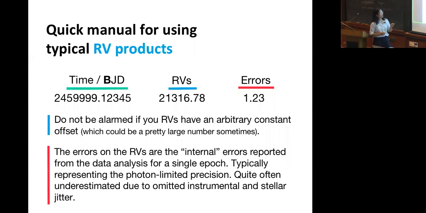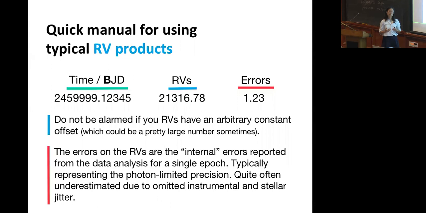And then the second column is RV in meters per second or kilometers per second. Different people do it differently. But do not be alarmed if you always have an arbitrary constant offset, and sometimes they can be huge, especially for certain groups or the CCF method. They try to get the net systemic velocity out of the star for every single epoch.